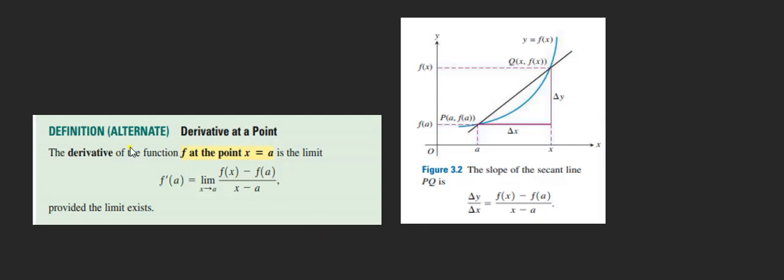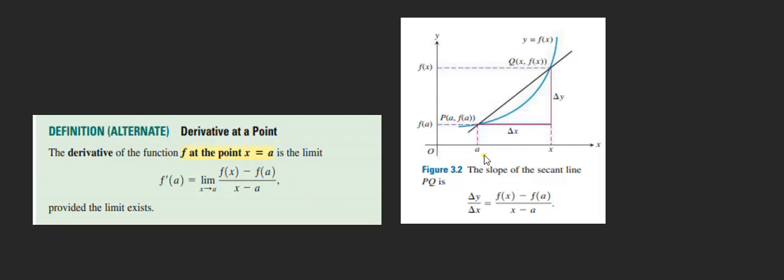In this video, we're going to talk about the alternate form of the derivative. Last time we talked about the derivative when the limit as h goes to 0 and we had x plus h, but now we don't. This is the alternate form of a derivative of f at the point x equals a.